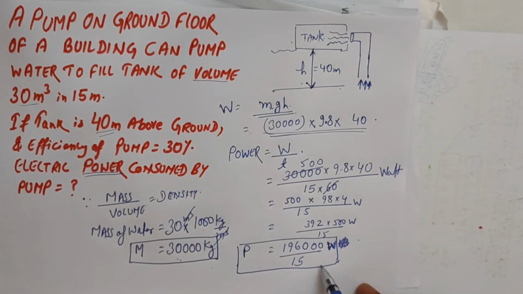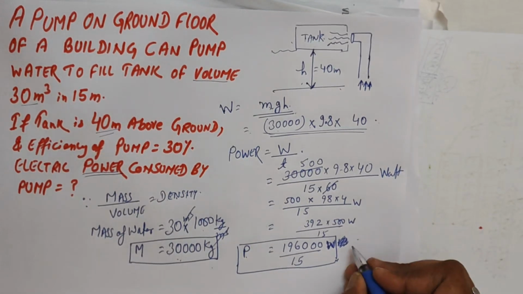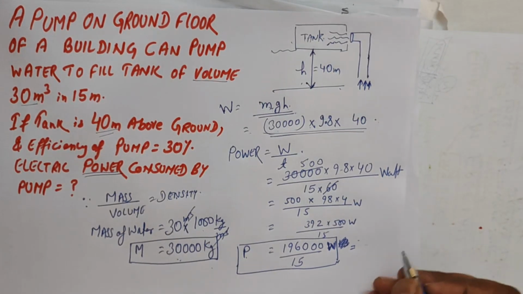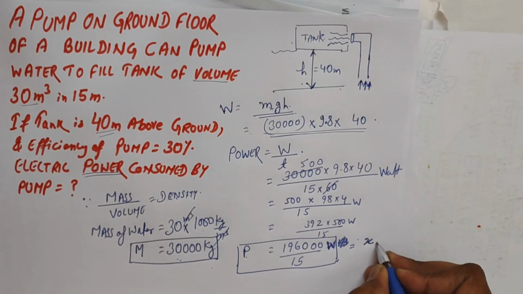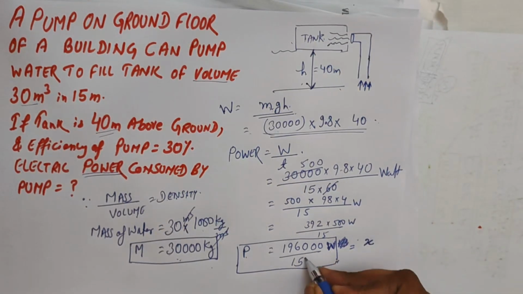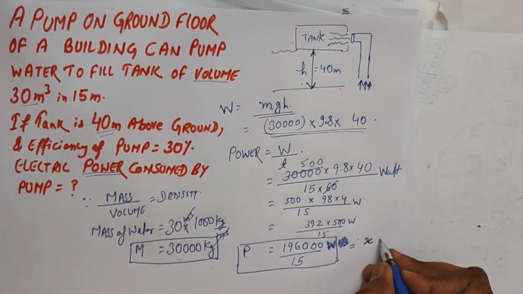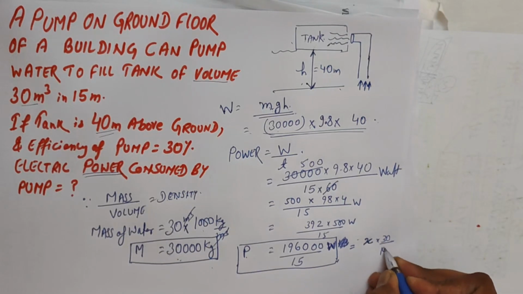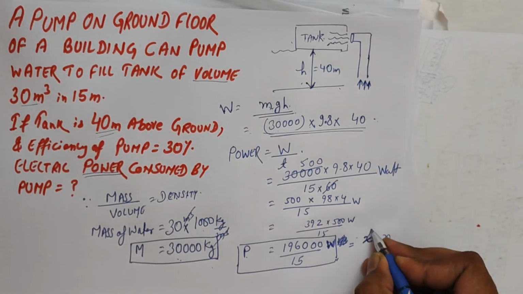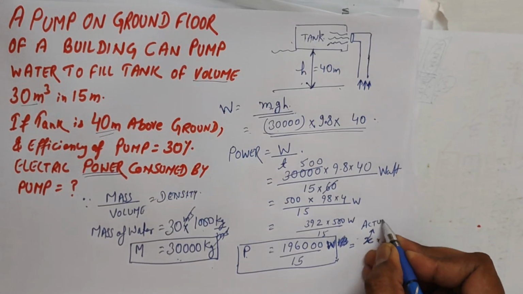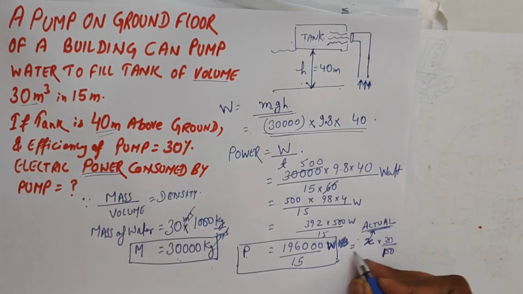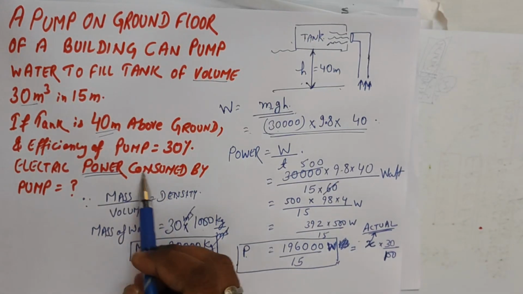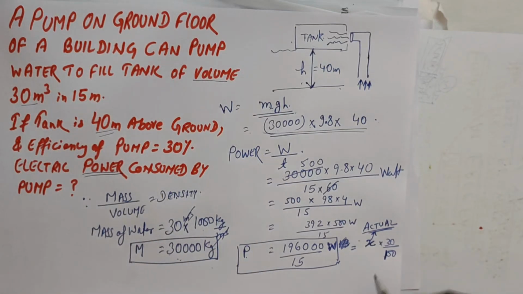But it is asking for the power consumption, so this is not the actual power consumption. If the actual power consumption is, let's say, X, then this is only the 30%. So 30% of X is this much watt. It is asking for the electrical power consumed by the pump, so the value of X will be the actual power.